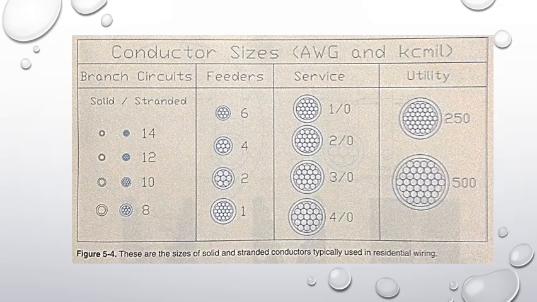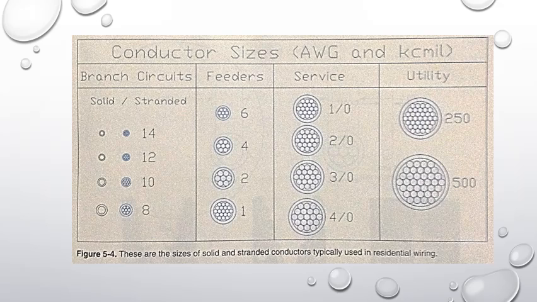The larger the number, the smaller the diameter. After 1 AWG, the wires increase in size from 1/0, written as 1/0 and pronounced "one-aught," to 4/0 AWG. Wires larger than 4/0 AWG are designated by the KC mil, or 1000 circular mils.